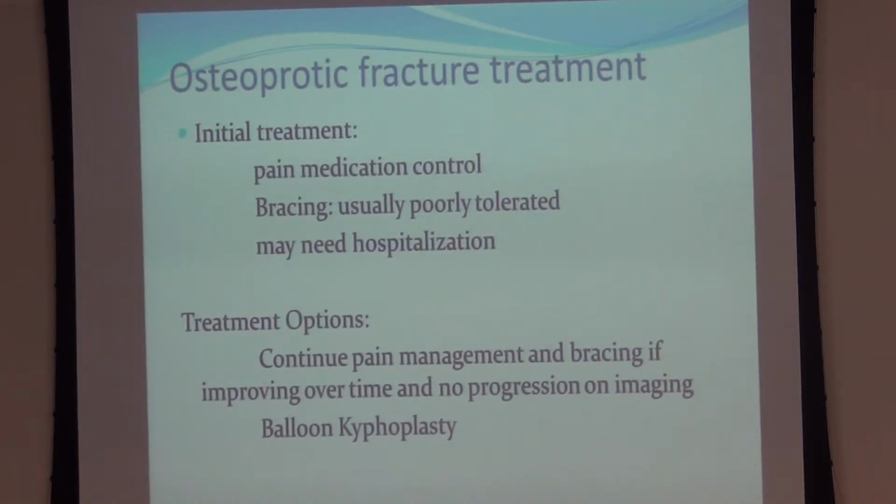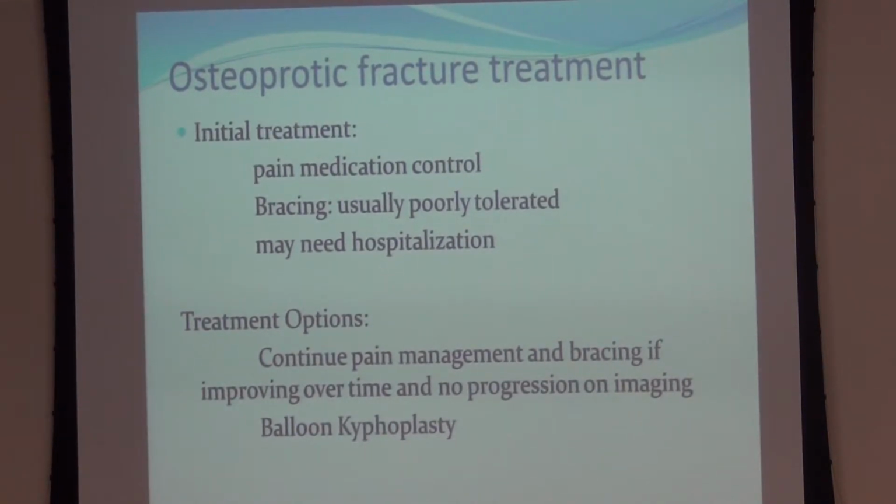Your treatment options include, if their pain is under reasonable control with pain medications, you can just follow them over time, especially if the deformity isn't too bad. We've had patients in my practice that we would just watch over time, and they get complete pain relief. Obviously, you follow up with imaging studies to see if there is further angulation or progression of the fracture.